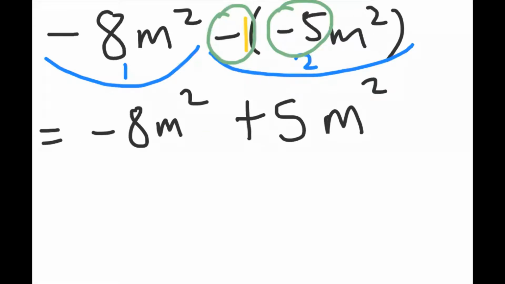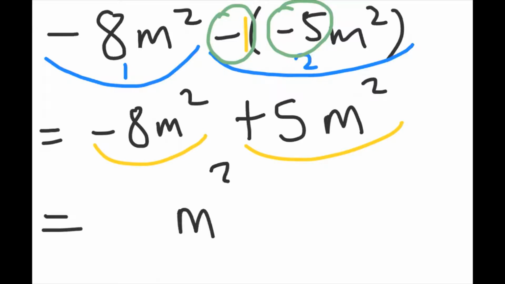minus 8m. And what is now nice, we have two terms which are the same, which is m squared. So now we can just add this up. Minus 8m squared plus 5m squared. Let's first just do the m squared. And then minus 8 minus 5. That answer will give you minus 3.